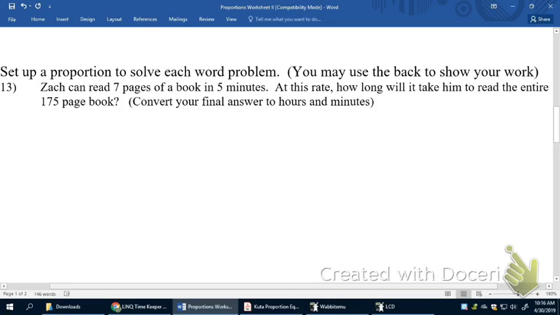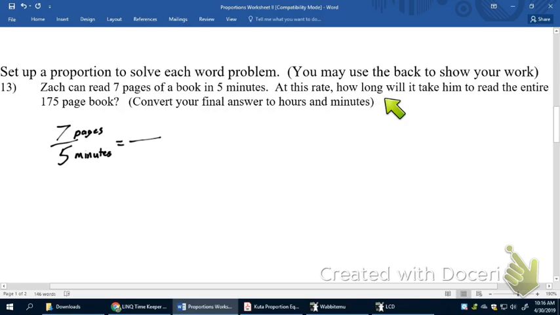Zach can read 7 pages of a book in 5 minutes. That actually already gives you one of your ratios, that you have 7 pages every 5 minutes. Now, if you would like to make a little note here that this was pages and this was minutes, that's completely fine. But you do not have to. That's just something I do to remind myself what went on top.